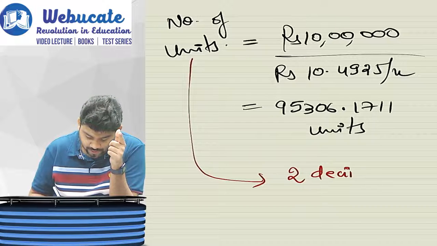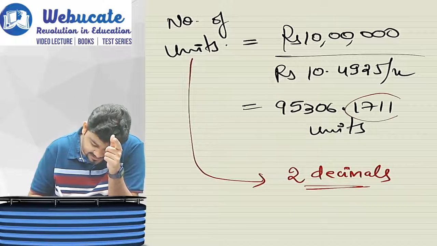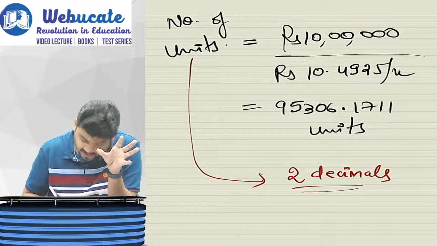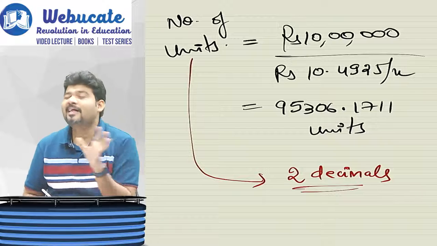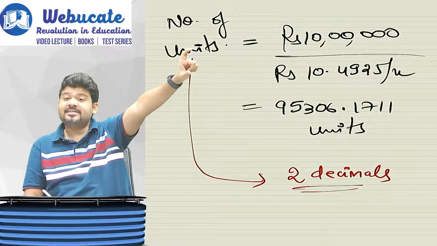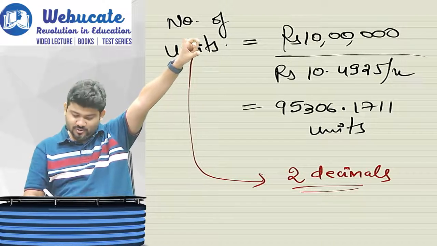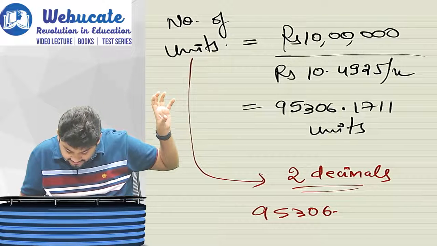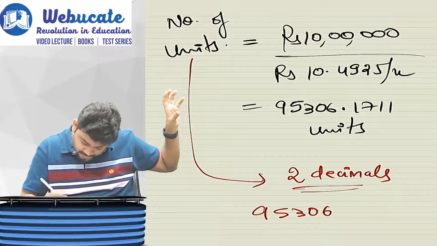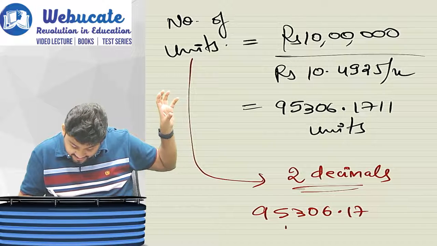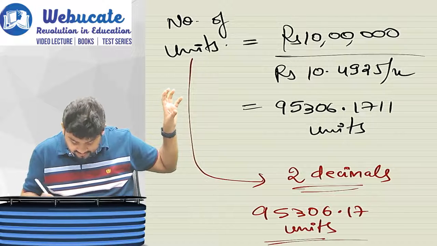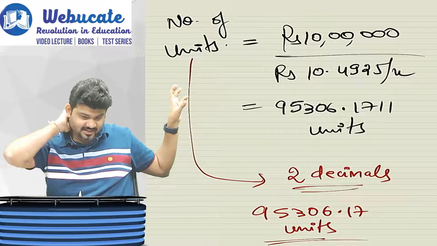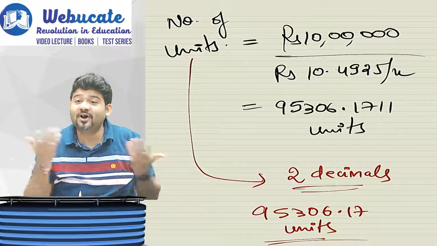So if you don't want to take the risk, take 4 decimals if you want to be over secure. But even 2 decimals is acceptable as per all the suggested answers that I have seen. So ICAI, if it has to write this answer, will write 95306.17 units. Sir, how can units be in decimals?